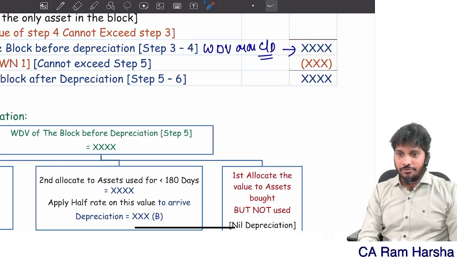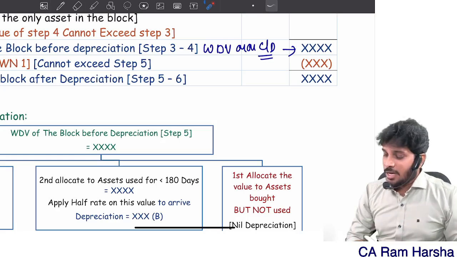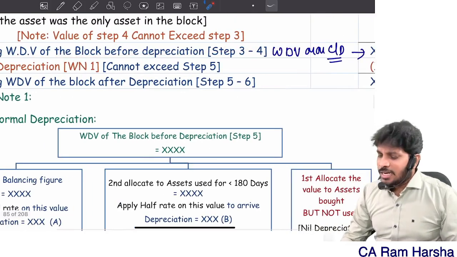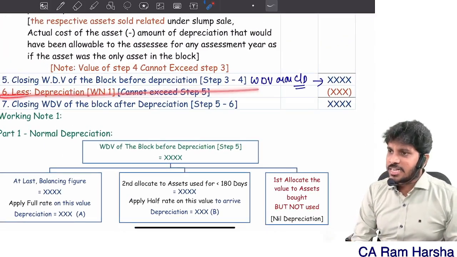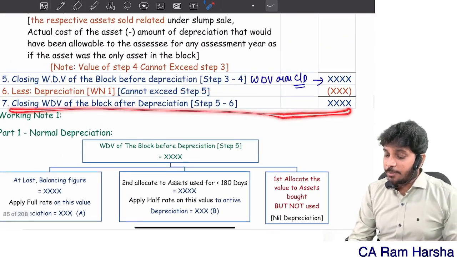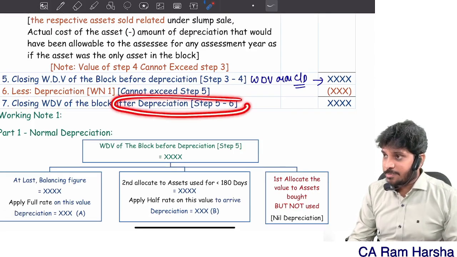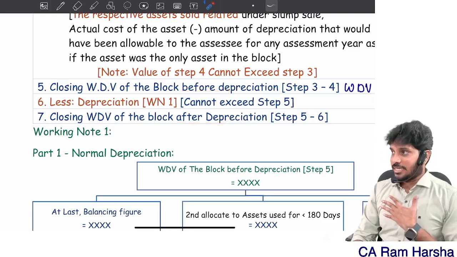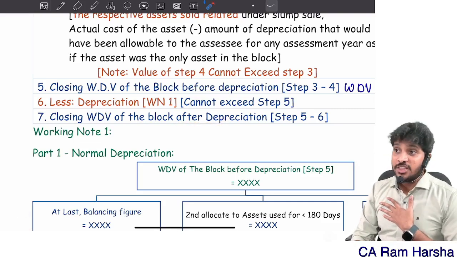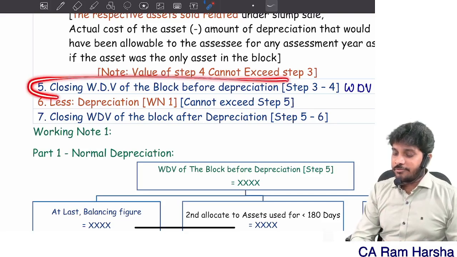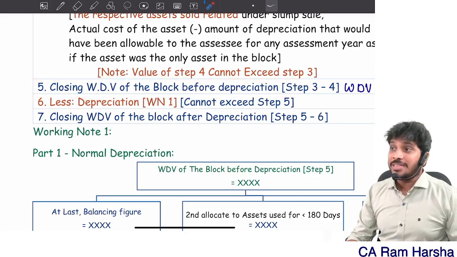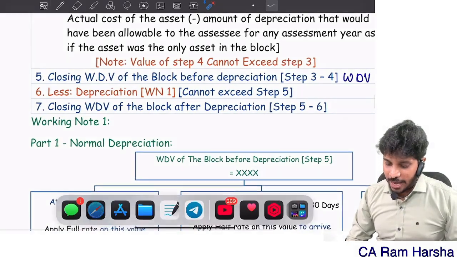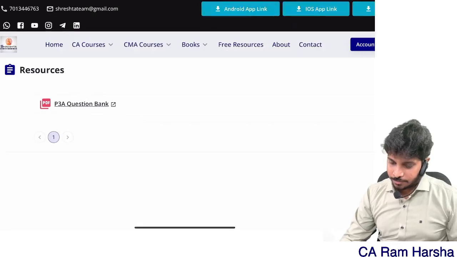Are you getting it, all of you? Until now, you should compute depreciation on this closing WDV. Now from that, you less depreciation, and you get the closing WDV of the block after depreciation. Actually here, I used the words before depreciation and after depreciation intentionally. But in the law, how will it be written? Written down value of the block. I will show you the Act itself for your better idea.